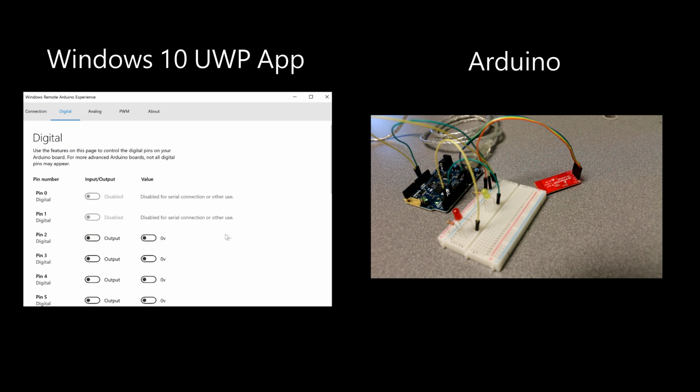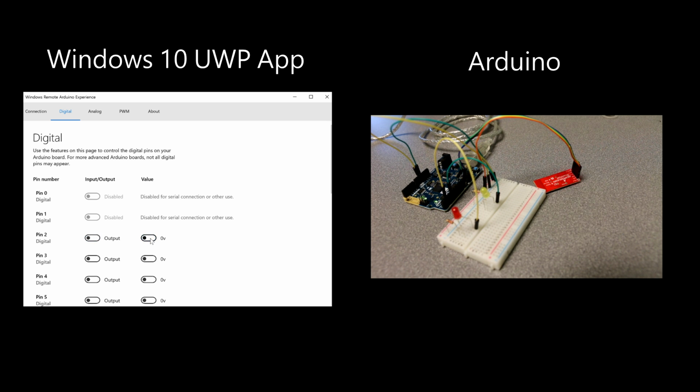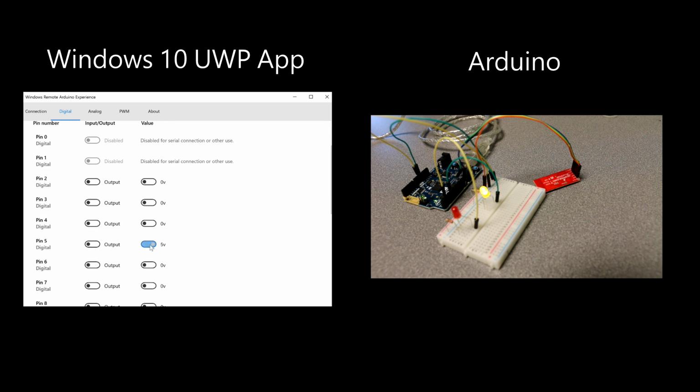On the connection page, we choose the USB option and we connect to our device. Now we can see all the pins on the device. Our Arduino has an LED attached to pin 2 and pin 5. Watch as I toggle the voltages on those pins. The LEDs turn on and off on the Arduino remotely.